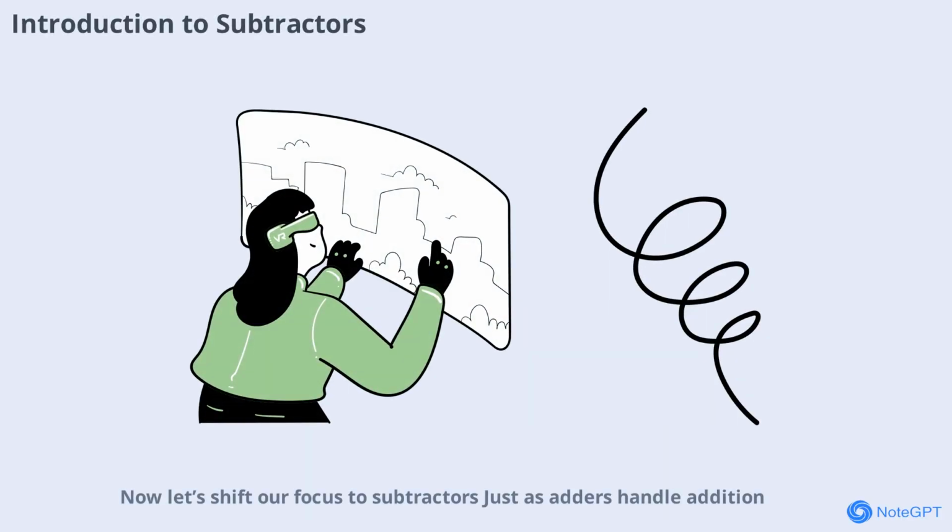Now let's shift our focus to subtractors. Just as adders handle addition, subtractors are digital circuits that perform binary subtraction. They're essential for arithmetic operations in computers, calculators, and other digital devices. Like adders, subtractors come in two main types, half subtractors and full subtractors. Let's explore how these circuits work.